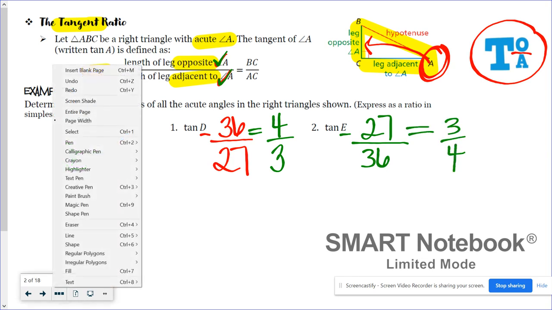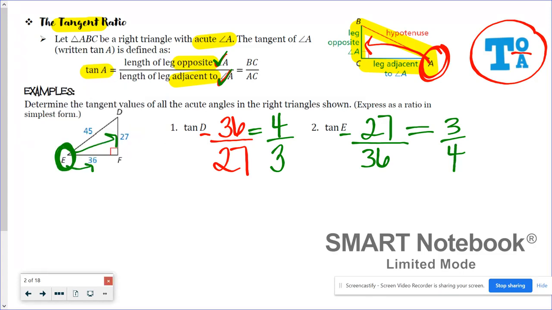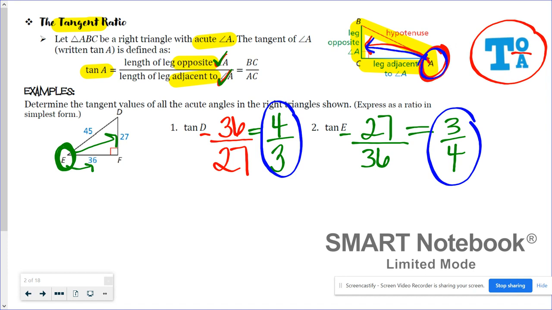So notice we are not getting the same answer. And that's all because of that angle of reference. The angle of reference will determine the opposite and the adjacent sides. So that's tangent. Tangent uses the opposite and the adjacent sides of a right triangle.